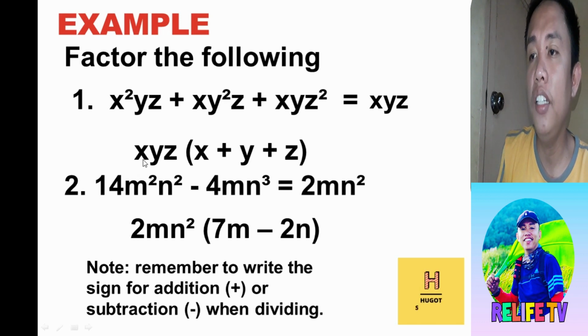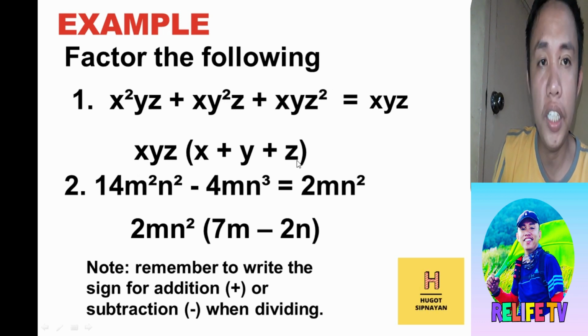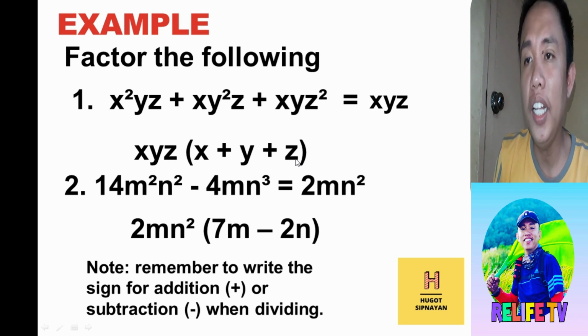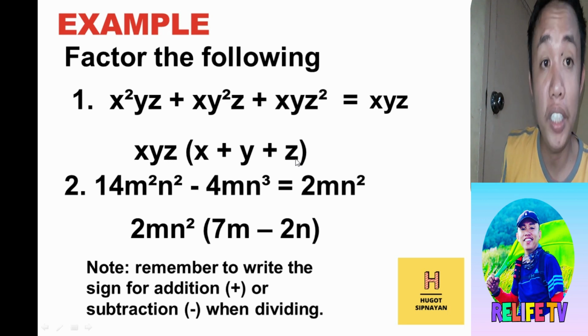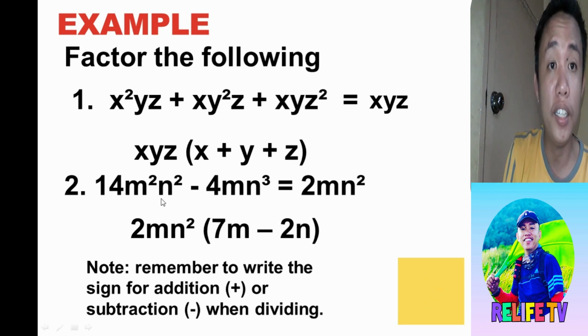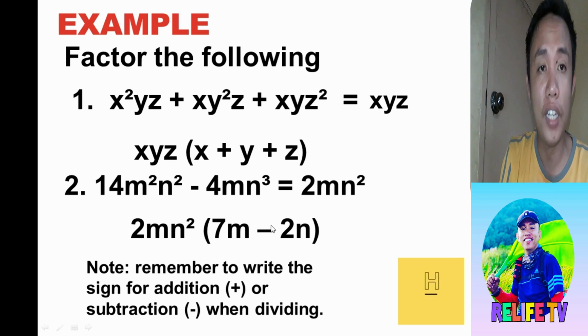So, dinivide natin to dito, may x matitira. Dinivide natin to dito, may y na matitira. Divide natin to dito, may z na matitira. Ang kailangan mo lang alamin ay bawasan yung exponent. Tanggalin yung exponent by subtracting them.